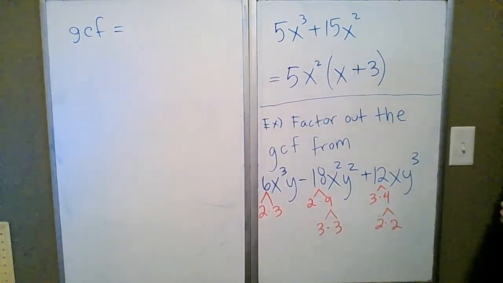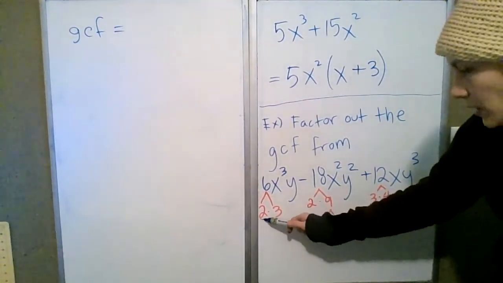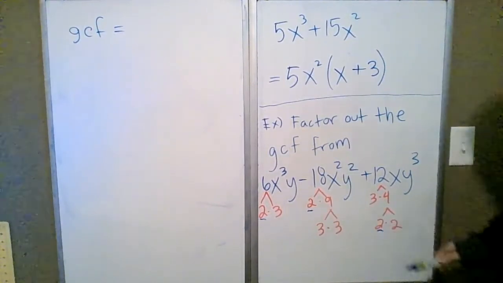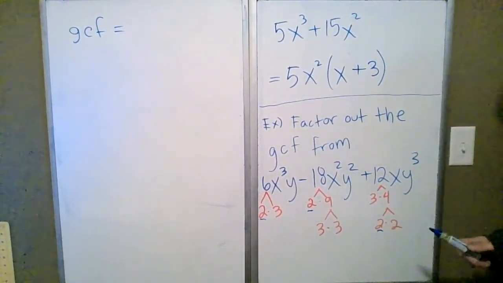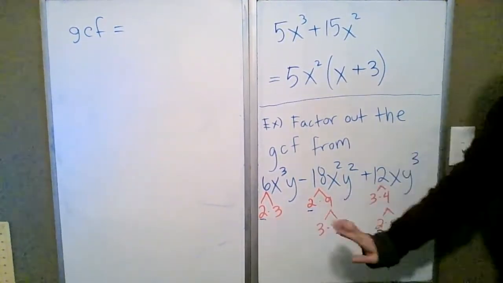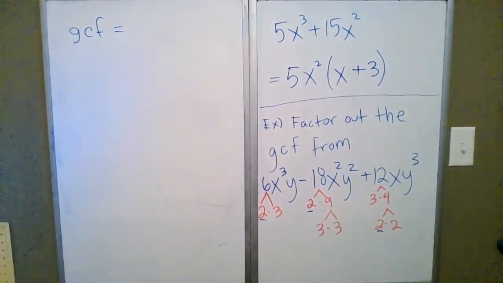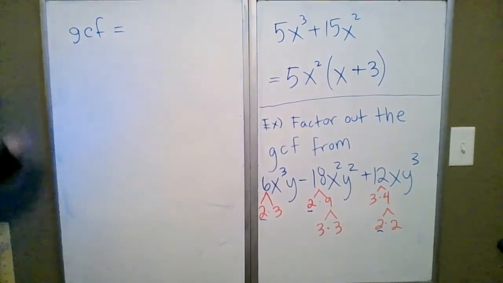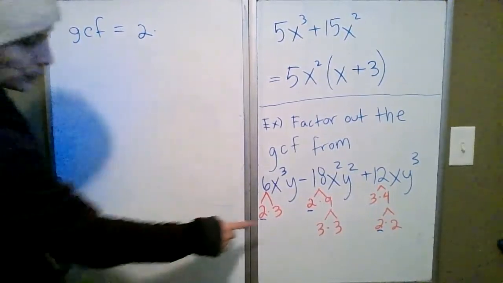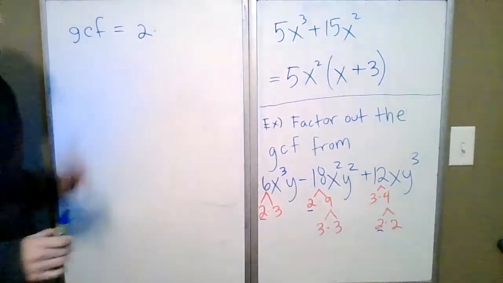Okay, so your factors have to be common to all terms, where we've got a 2 here, and a 2 here, and a 2 here. Okay, then you use the least of your 2's. There's 2 2's here, there's 1 2, there's 1 2. I only need 1 2. For 3, there's 1 3, 2 3's, 1 3. So just 1 3.